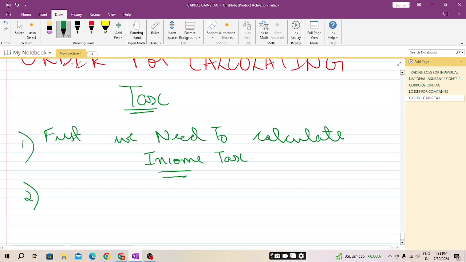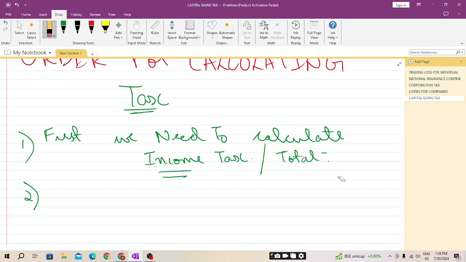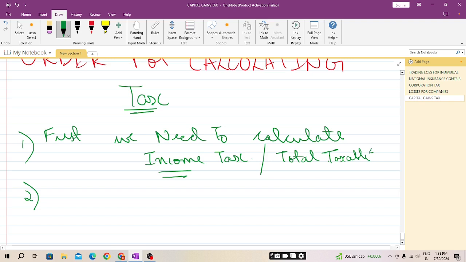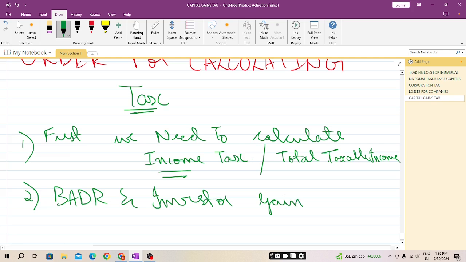Then second, after the income tax is calculated on the total taxable income, students, the second one we will calculate is for BADR and investor gains. This you only need to keep in mind, students. We'll be further covering it at 10%. This will be studied further.